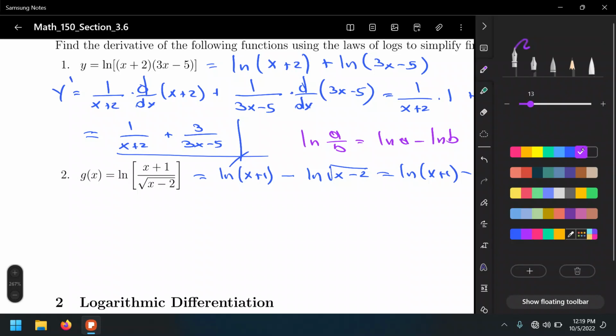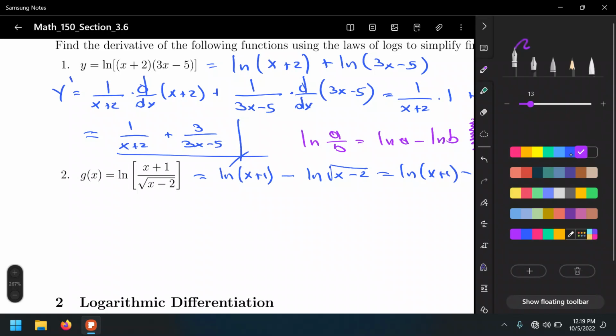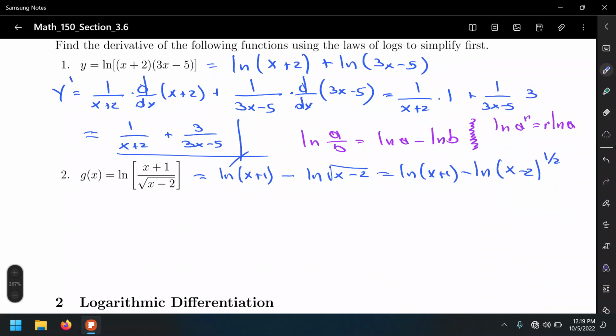Let me write down that rule. So that's whenever we have ln of a to the r, that's r ln of a. So essentially, the exponent becomes a coefficient, or in other cases, the coefficient becomes an exponent, depending on the needs. So in this case, we're going to have the exponent to be the coefficient. So this is g of x still. We're not differentiating yet.